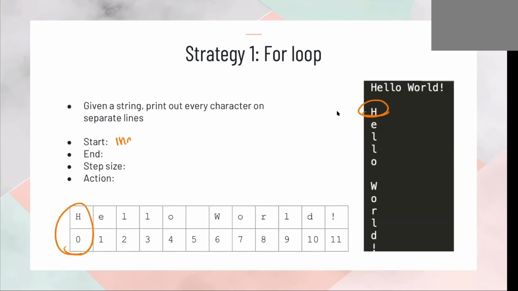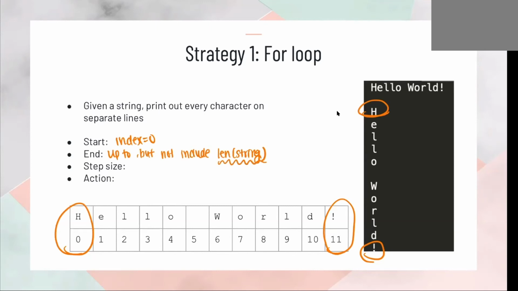So we want to start where index is 0, and we want to go to the very, very end, which is index number 11. But remember, we don't want to hard code and say go up to, but not including 11. We want to make it as flexible as possible. So we want to go up to, but not including the length of the string. So we're seeing this again.